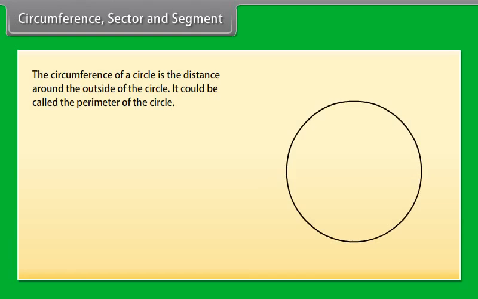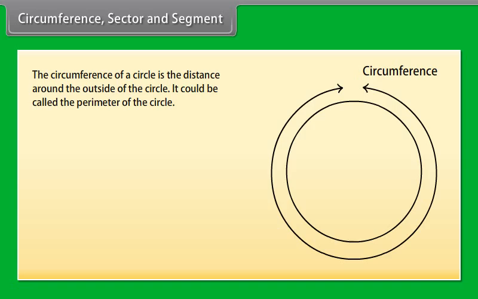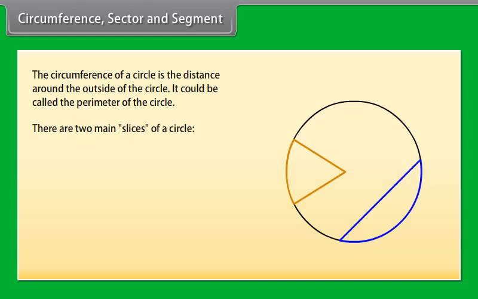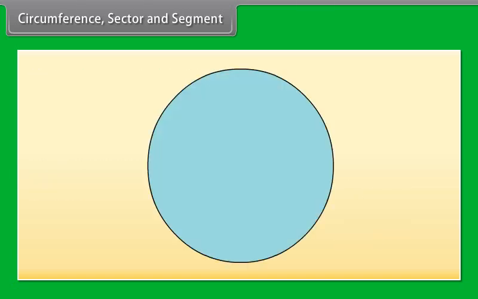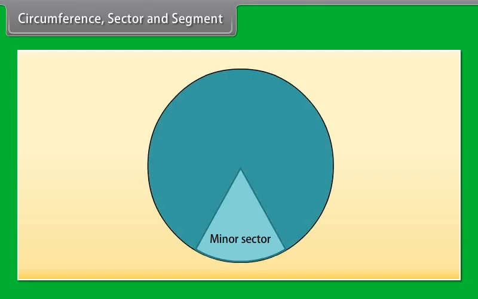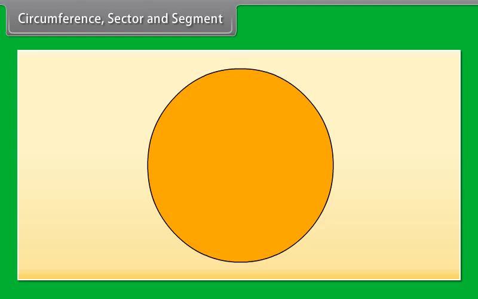Circumference, sector, and segment. The circumference of a circle is the distance around the outside of the circle. It could be called the perimeter of the circle. There are 2 main slices of a circle: the pizza slice and the slice made by the chord. The pizza slice is called a sector, and the slice made by a chord is called a segment. There are 2 types of sectors: the minor sector and the major sector. Like sectors, there are 2 types of segments: the minor segment and the major segment. Now look at this circle. Here, both the arcs are equal. Therefore, these 2 are the semicircles.